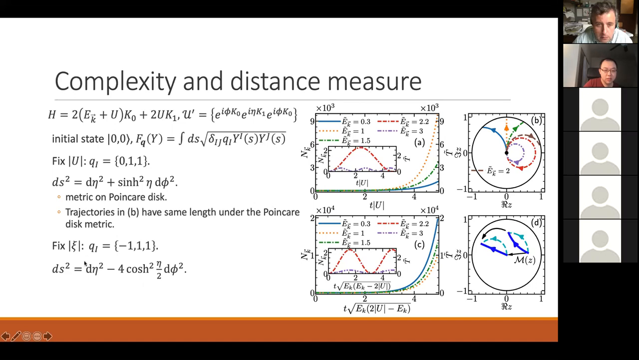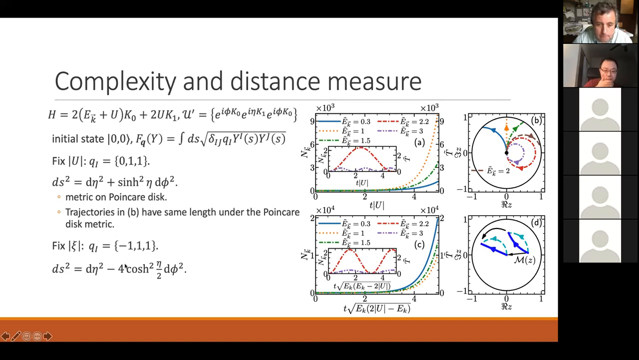So this is just a geometry that shows that if I follow the radial direction, the length will be longer than the distance if I follow a trajectory that's not only moving along the radial direction, but also moving around the isomorphic direction. So this is the interpretation of this metric, but I do agree that this metric is not the metric of the Poincaré disk.